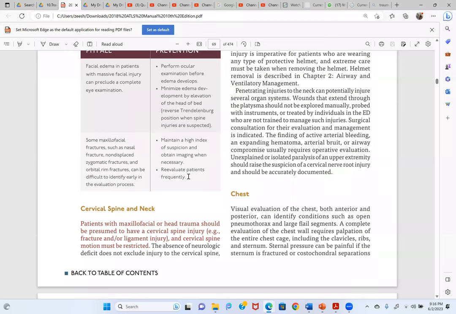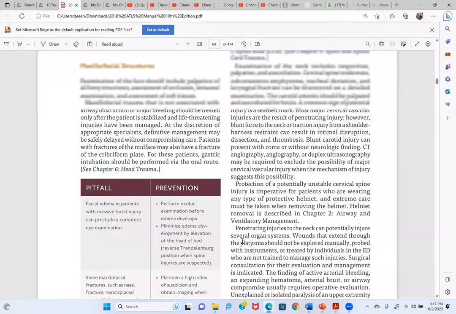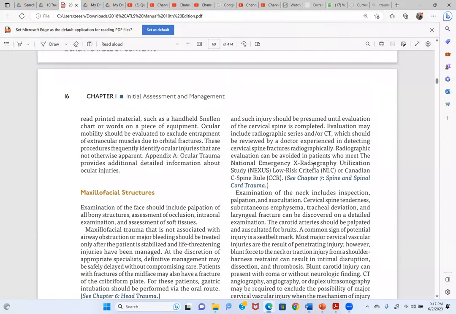So re-evaluate patients frequently. With the cervical spine and neck, patients with maxillofacial or head trauma should be presumed to have a cervical spine injury. That's a discussion we had in our first discussion. So you will rule it out with certain criteria, not only by clinical examination. The absence of neurological deficit does not exclude injury to the cervical spine. Okay, so this is the important point.